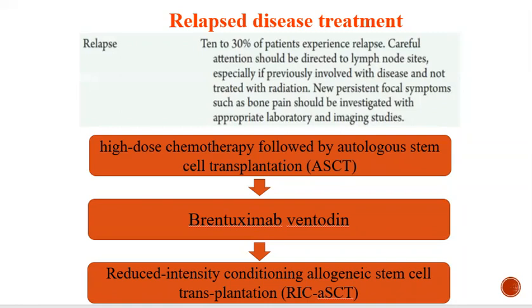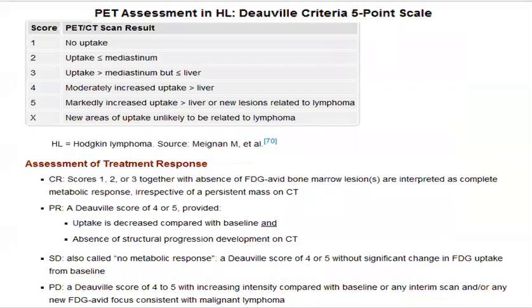In case of relapsed disease, high-dose chemotherapy is followed by autologous stem cell transplantation, and if patients still have symptoms, this should be followed by brentuximab vedotin, and then reduced intensity conditioning allogeneic stem cell transplantation is possible.